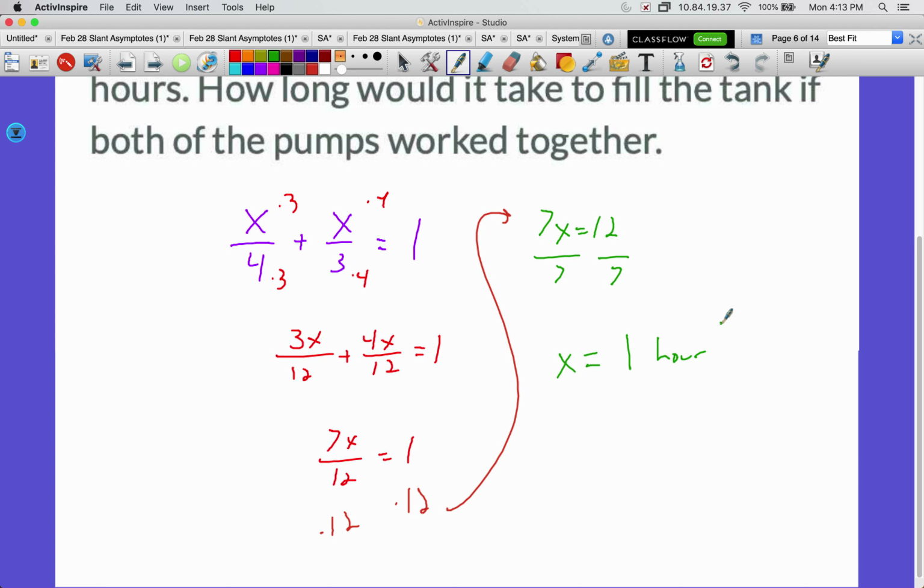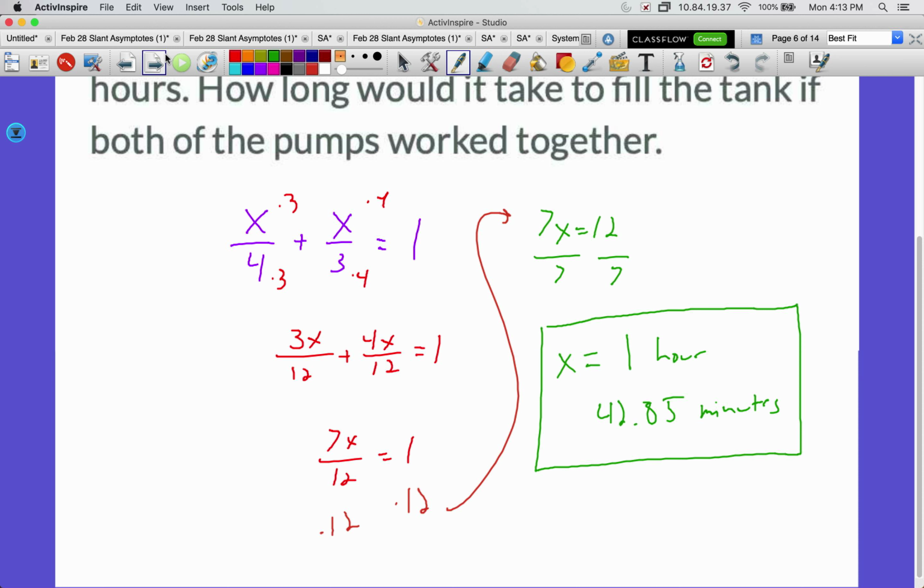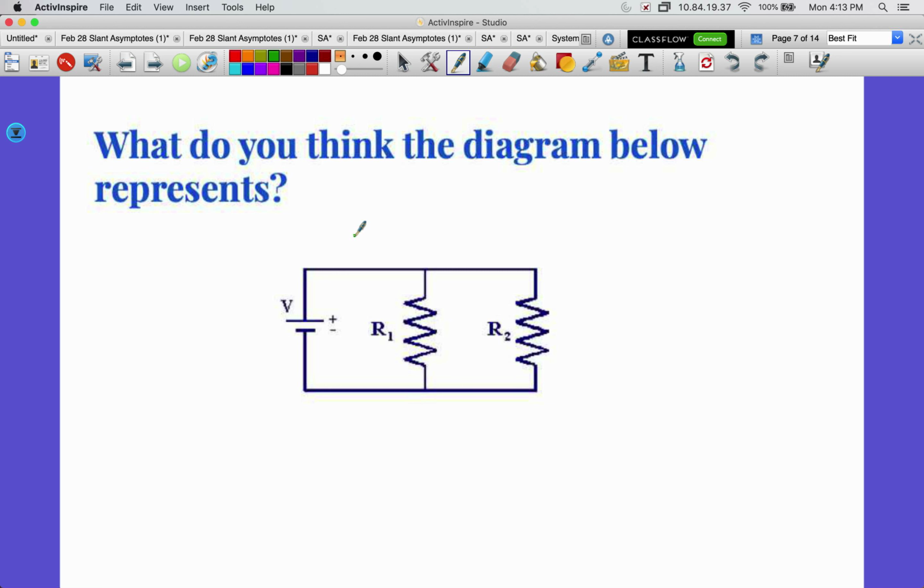Take away that 1 hour, multiply by 60. And 42.85 minutes. Or 42 minutes, 51.4 seconds. However you want to put it, be ready to convert time units on a multiple choice quiz or test. All right, what do you think this diagram below represents? I'll embed another question here for you to take a guess.